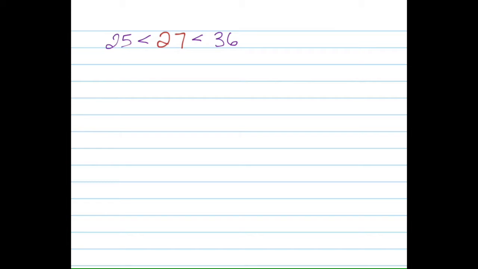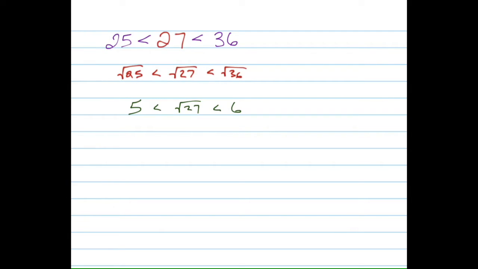Now, 27 is between 25 and 36. That means the square root of 27 is between the square root of 25 and the square root of 36. What's the square root of 25? 5. What's the square root of 36? 6. So the square root of 27 has to be somewhere between 5 and 6. Which number do you think it's closer to?